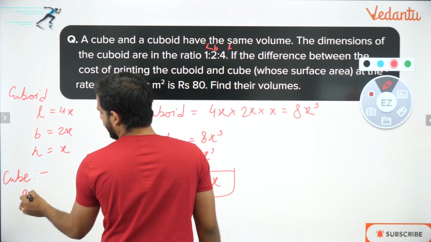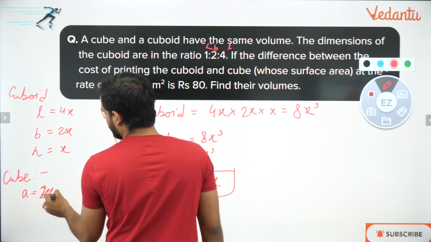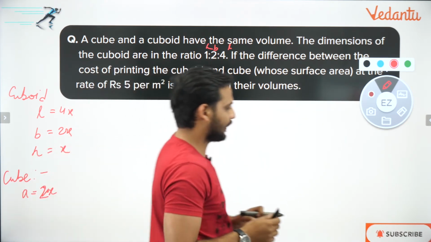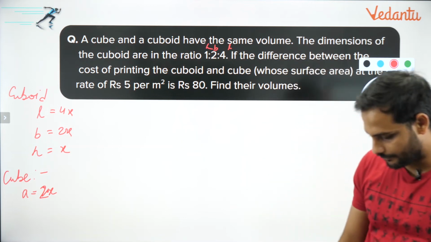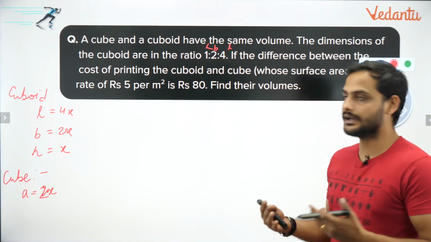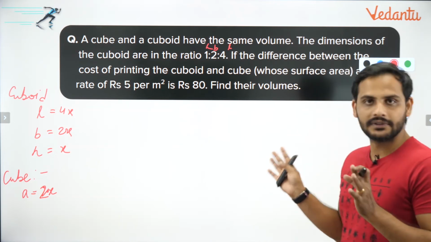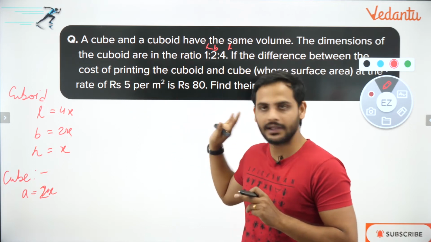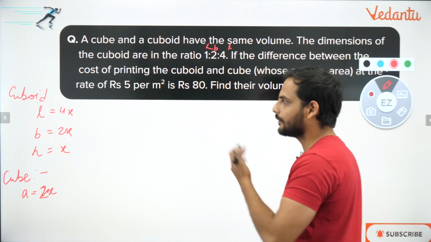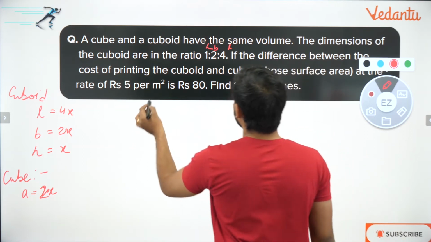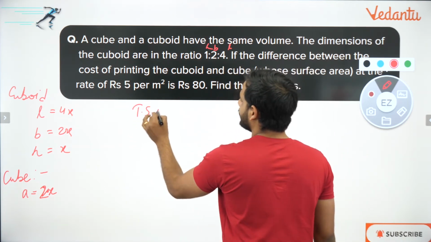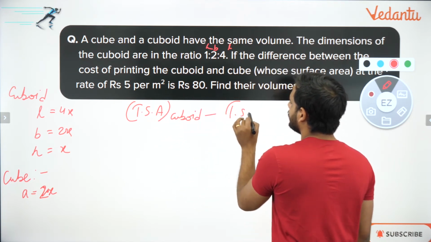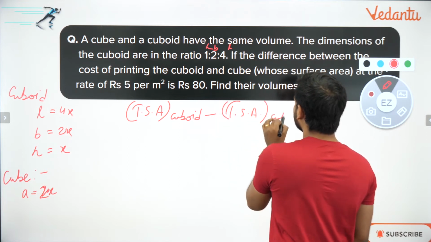For the cube, the side is equal to what? 2x. Okay, now what I will say is, sir, we understood this part. So the difference between the total surface area is something, and when that total surface area, if I multiply it with the cost rupees 5 per meter square, that is becoming 80. Correct? So let's see how much is the difference between total surface area. So I will say TSA of cuboid minus TSA of cube, if you will solve it.